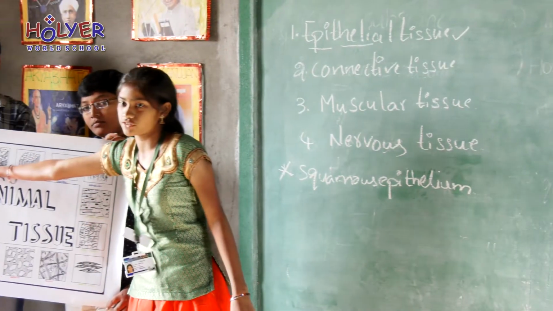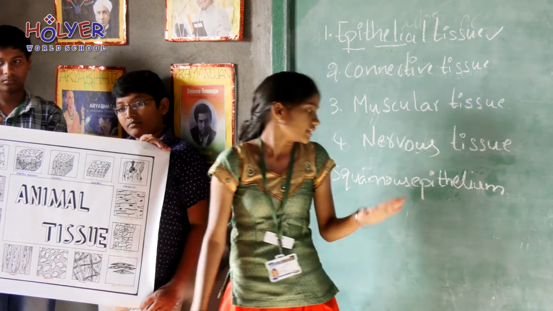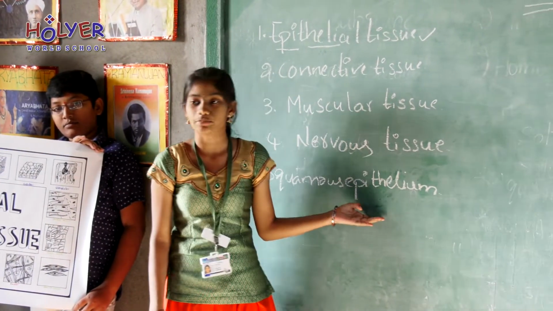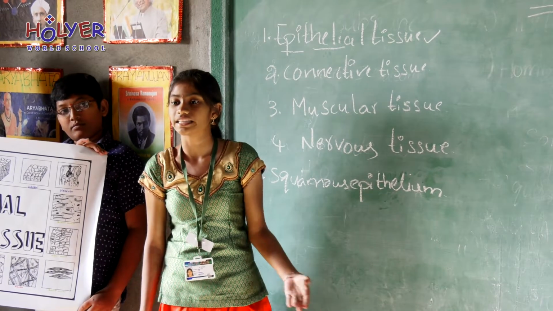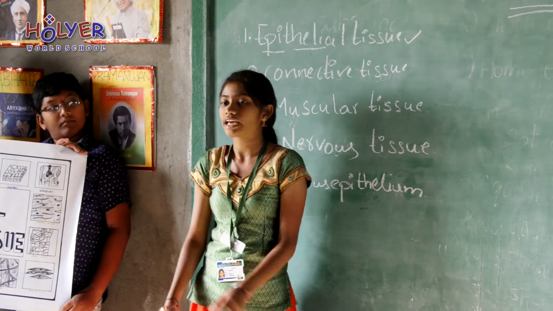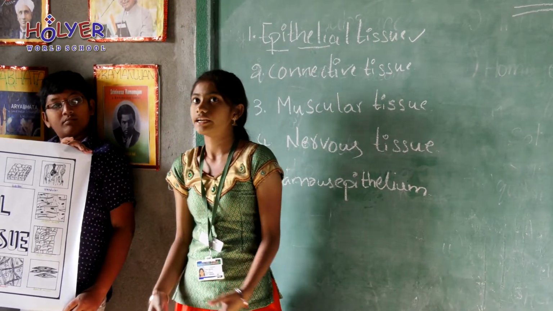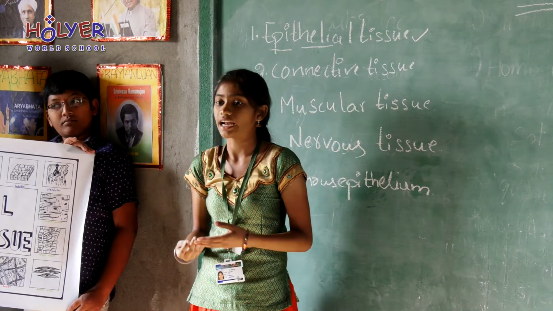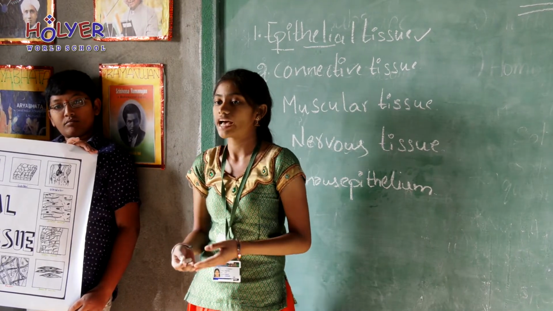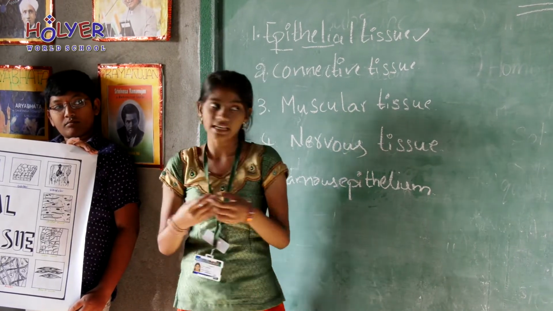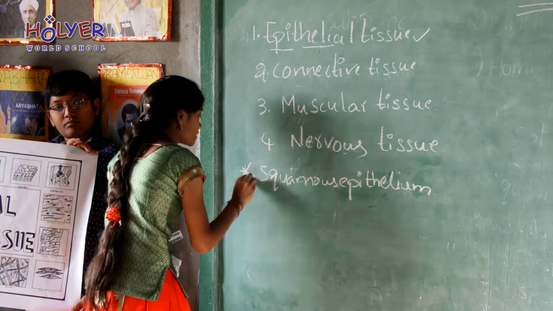Here this is the structure of the squamous epithelium. This squamous epithelium is a type of epithelial tissue which is extremely thin and flat and forms a lining of organs, and it is present in the lining of the mouth and the lining of blood vessels and also in the trachea. And the next type is stratified squamous epithelium.